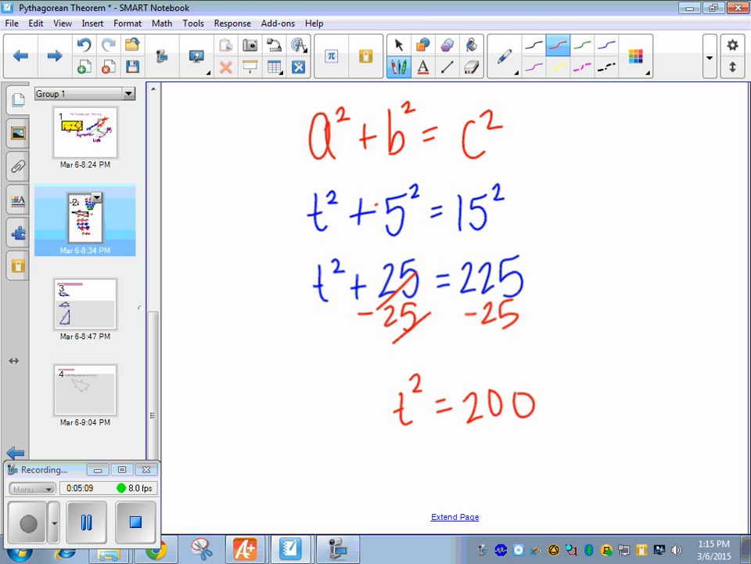Okay, and then that one new step you learned. So I want to undo the square. How do I undo the square on that T? Square root. Get T by itself. And we can leave this as the square root of 200. Anybody know what the square root of 200 is in between? Square root of 14 and 15. Yes, it is 14 and 15. Nice. 196 and then 225. Okay, for 14 and 15. All right, there you go.